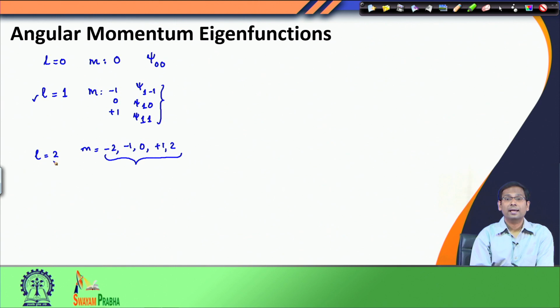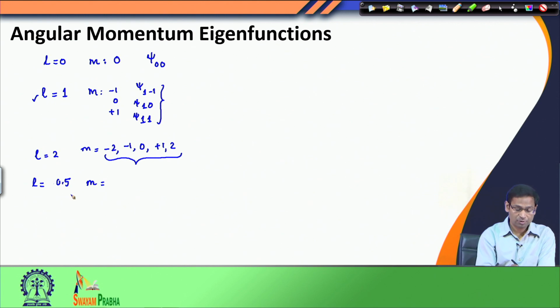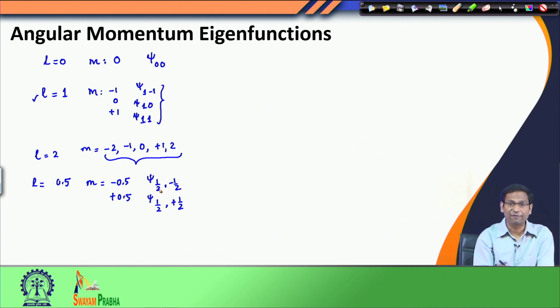But we also know that L can be either integer or it can be half integer. Suppose we take a half integer value of L, call it 0.5. What are the M values? M values are from minus L to plus L in the step of 1. So, M is minus 0.5 or plus 0.5. How would we write it? We will write it as psi half minus half, psi half plus half. So, the first index indicates the value of L, the second index indicates the value of M corresponding to that L.